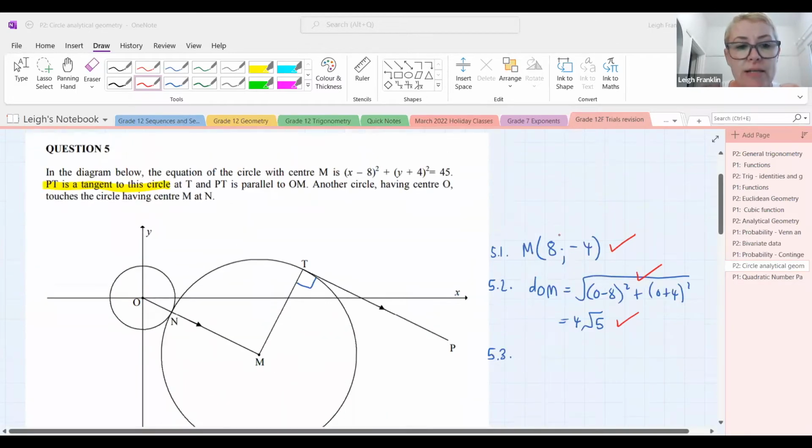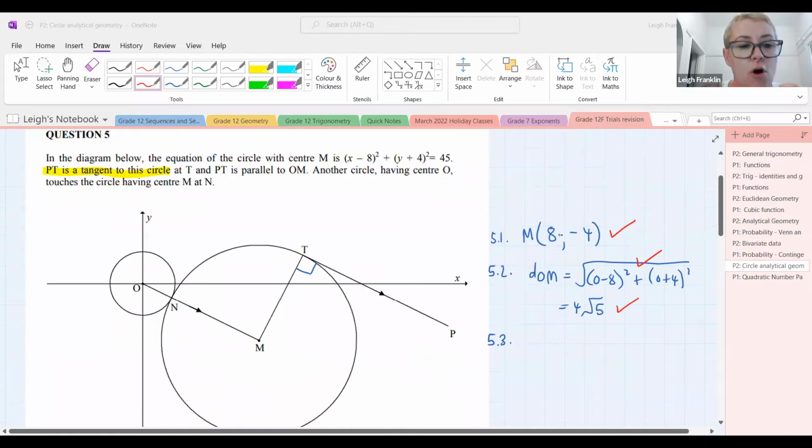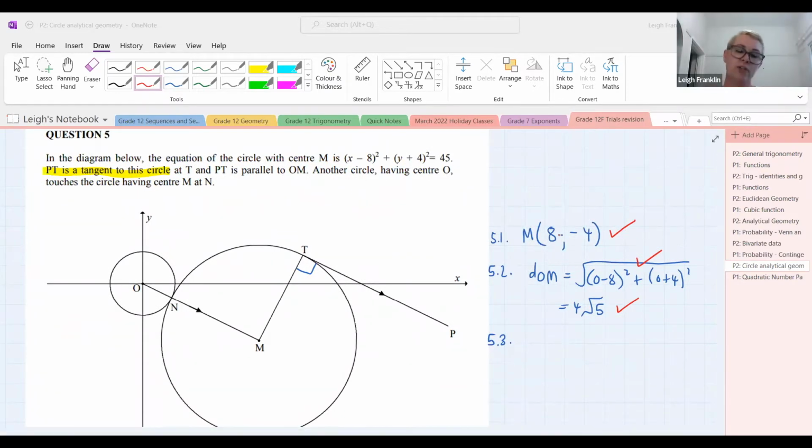So what do you guys think? How would we work out the length of ON? Remember, you have the equation of the bigger circle. I'm going to give you a couple of minutes to think, and then I'll talk about it some more. There's a critical piece of information that they have given you that's going to help you solve this.